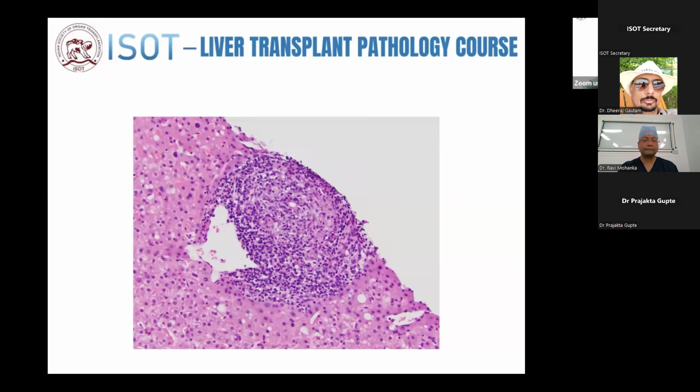But in cases where we are just seeing portal inflammation, some interface activity, a mixed infiltrate with just some plasma cells and bile duct lesions, then it becomes at times difficult to differentiate between the two. Serology, if it comes positive, then that helps, but it need not always come positive. So yeah, that is a gray area. There we would have to keep both DDs.